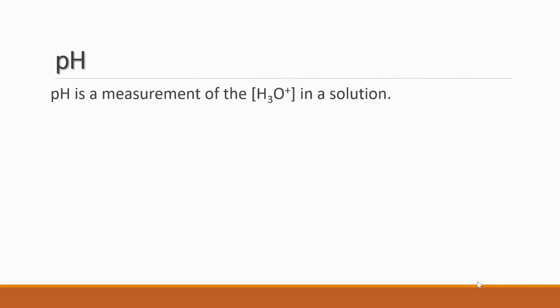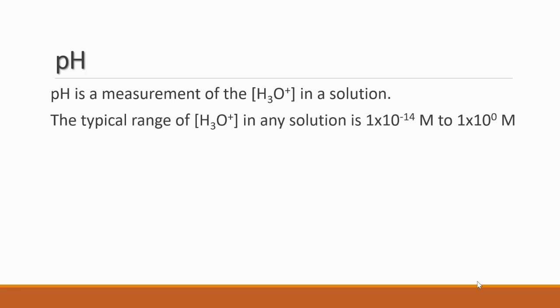So how can we measure the concentrations of hydronium and hydroxide? Well, pH is a measurement of the hydronium concentration in solution. The typical range of hydronium in any solution is huge, 1 times 10 to the negative 14th molar, all the way to 1 times 10 to the 0 molar. This is the typical range, and you can go a little outside of this, but this is the typical range of the hydronium concentration in any solution, whether it's neutral, acidic, or basic.